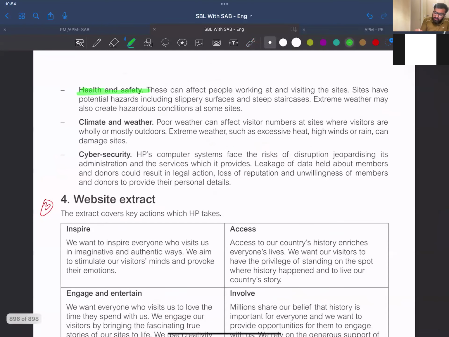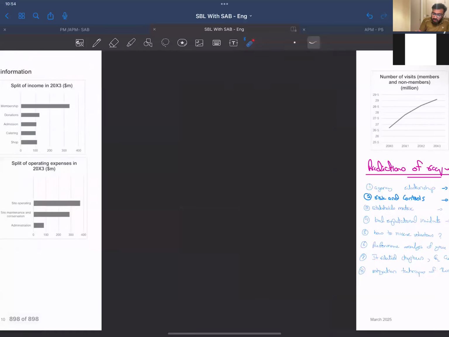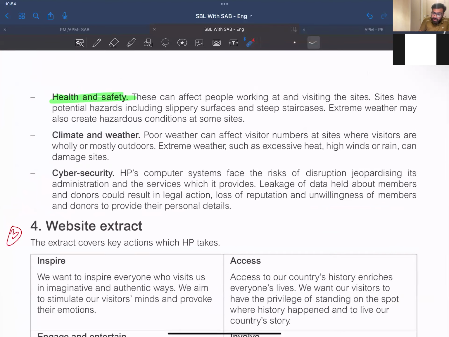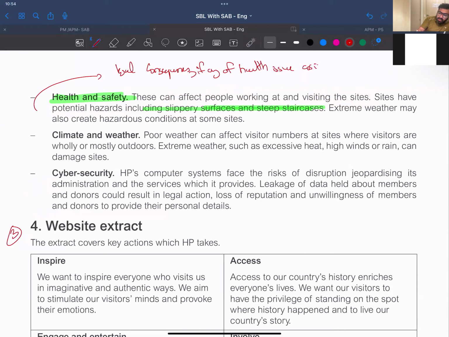Then we have a risk of health and safety. This is for sure going to be a particular issue that can affect people working at and visiting the sites. Sites have potential hazards, including slippery surfaces and steep staircases, right? And there can be, I must say, legal consequences. There can be legal consequences if any health issue arises, right?